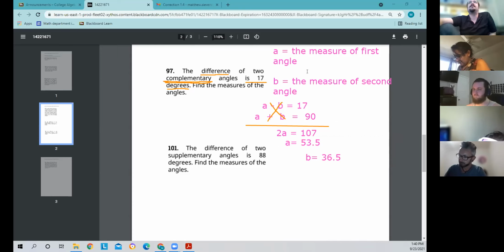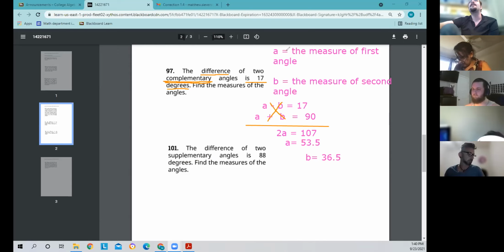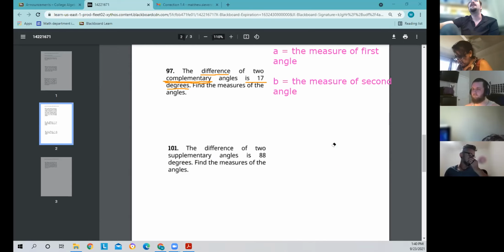You should get this set up. I want to set up the next one, and then I'm just going to jump. I'm just going to get those equations set up. So let's do the equation setup for this next one. The difference of two supplementary angles is 88. Find the measure of the angles. So if I do supplementary, how does that change this equation? I'm still going to do A is one angle, B is the other. It's 180 now instead of 90.